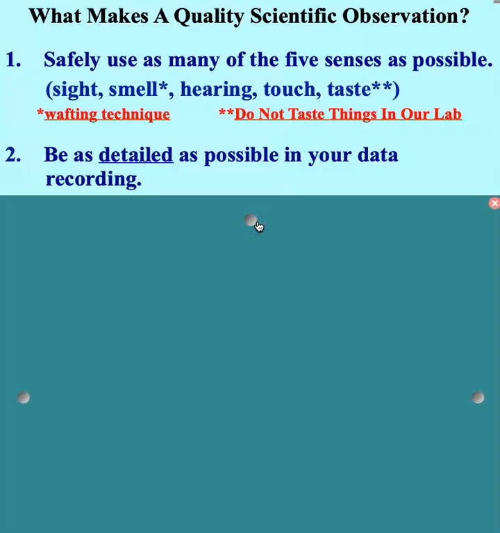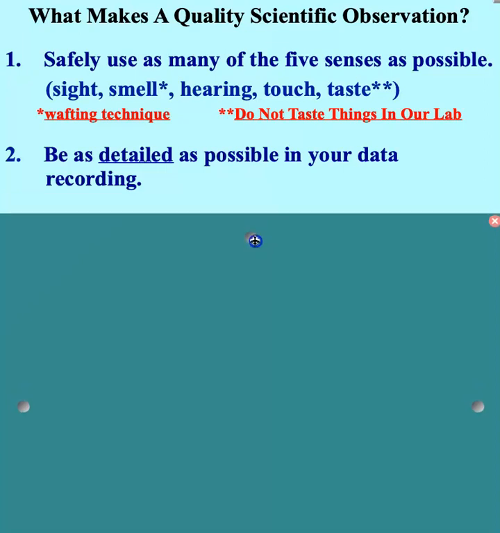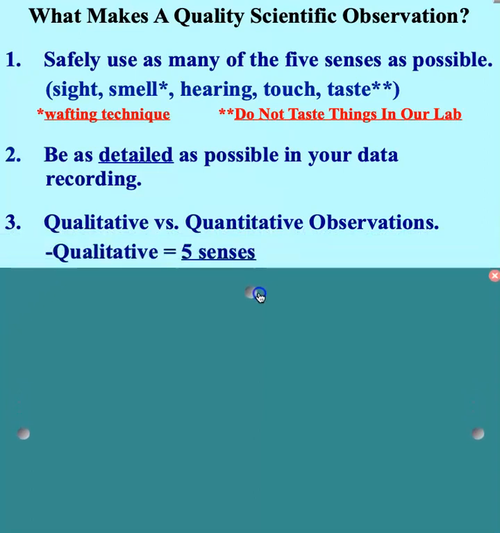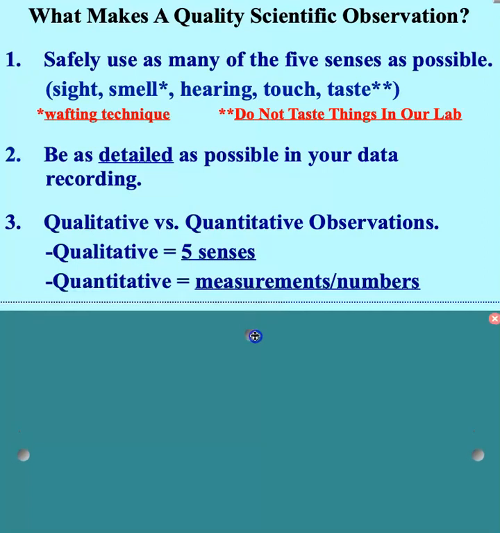When you make your observations, you want to make sure that you record them and you're as detailed as possible in your data recording. That means you include the quantitative and qualitative data both. The difference between the two is going to be described now. So qualitative versus quantitative observations. Qualitative observations are using the five senses if possible. If not, you use the ones that you need to use to be safe.